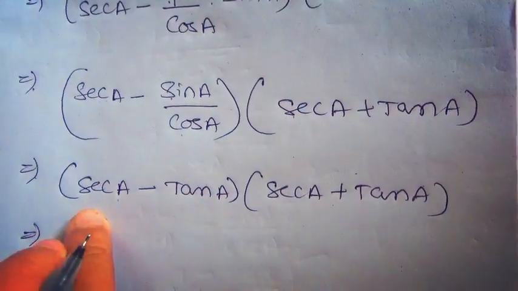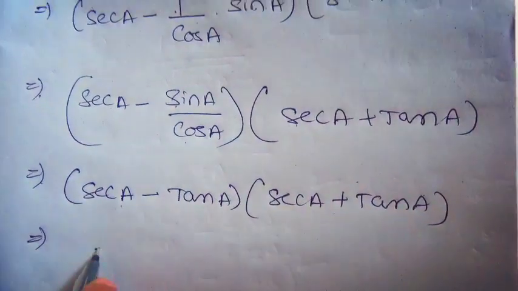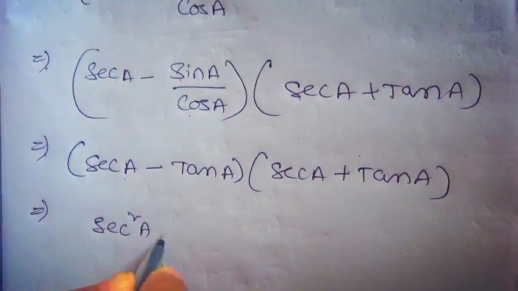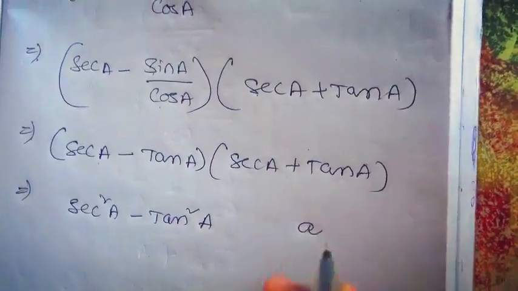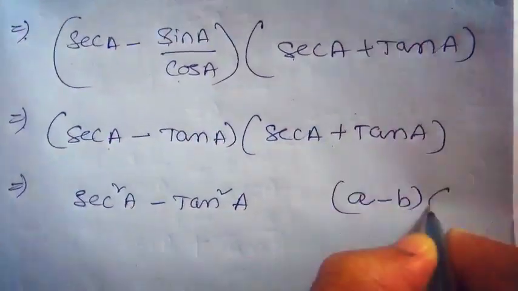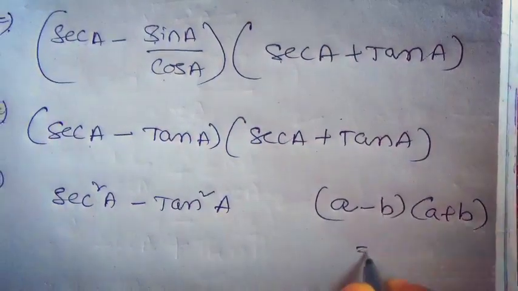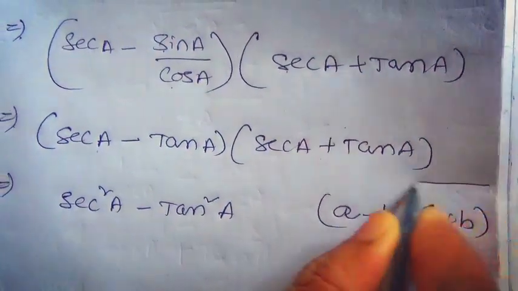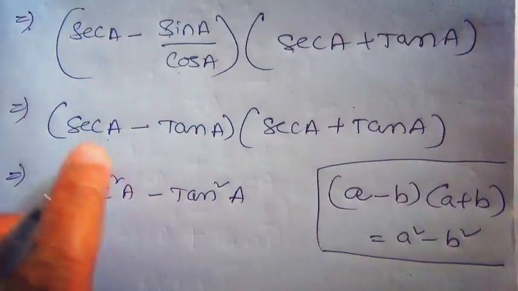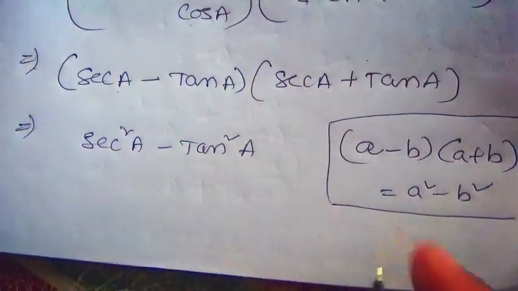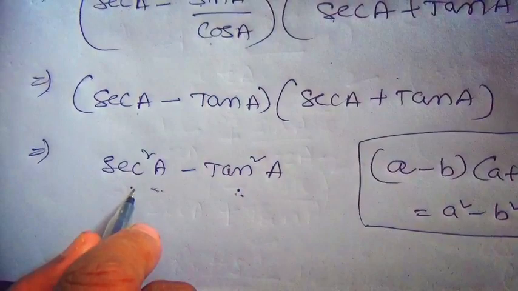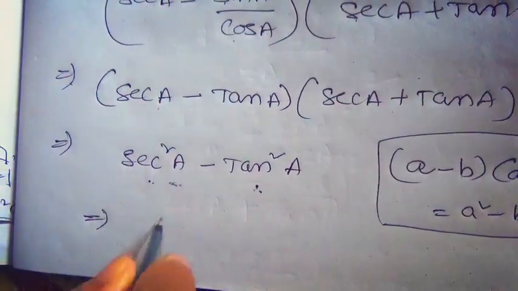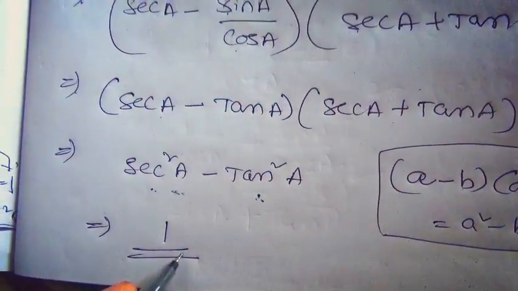So it is in the form of A minus B into A plus B, so secant square A minus tan square A. Already we know that A minus B into A plus B is equal to A square minus B square. Just like that I am writing here. And we know the trigonometric identity secant square A minus tan square A is equal to 1. That's it. It is the answer for this sixth question.